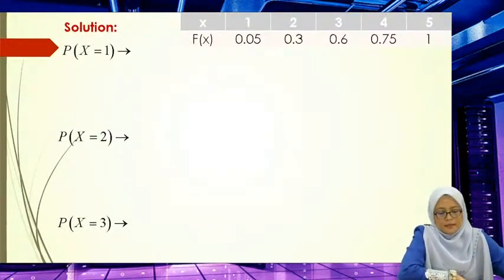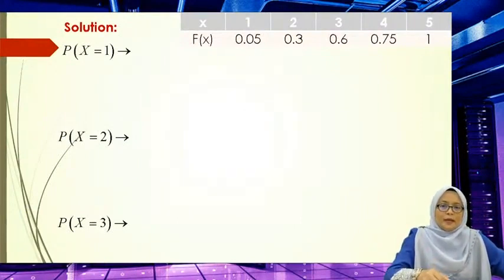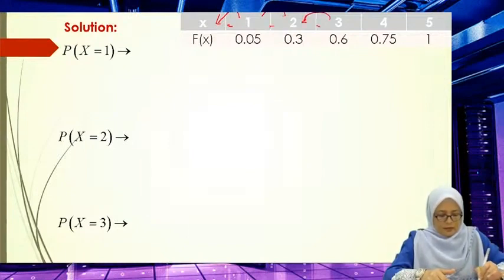Okay, so daripada table tu kita nak cari probability X equal to 1. Okay, so konsep dia daripada F besar, kita nak cari F kecil. So kita akan tolak semua ni. So ini akan tolak nilai sebelumnya. So ini pun akan tolak nilai sebelumnya. So ini akan tolak nilai sebelumnya.